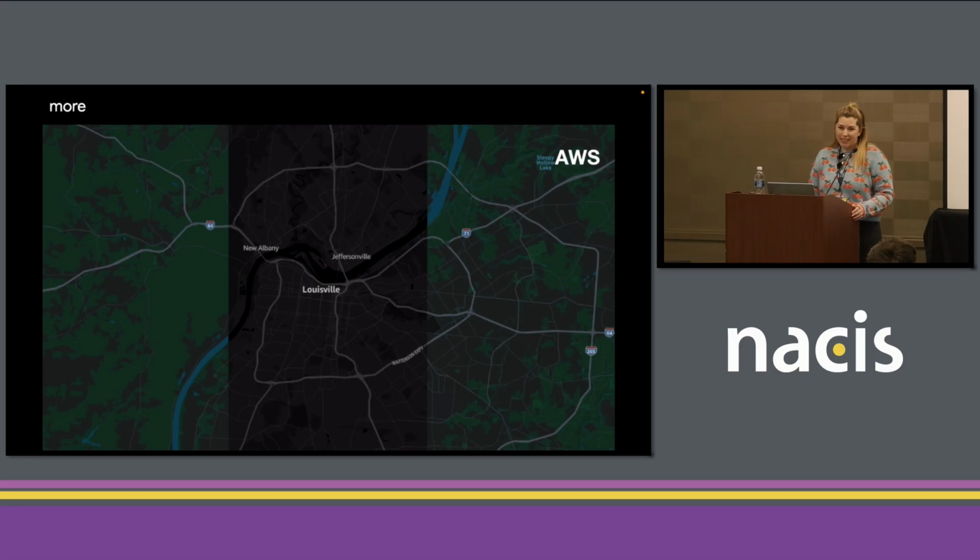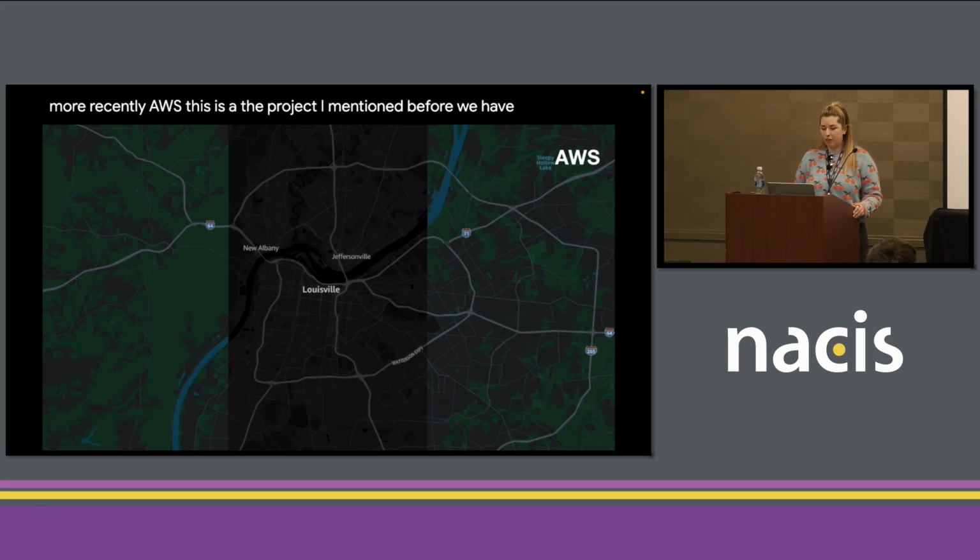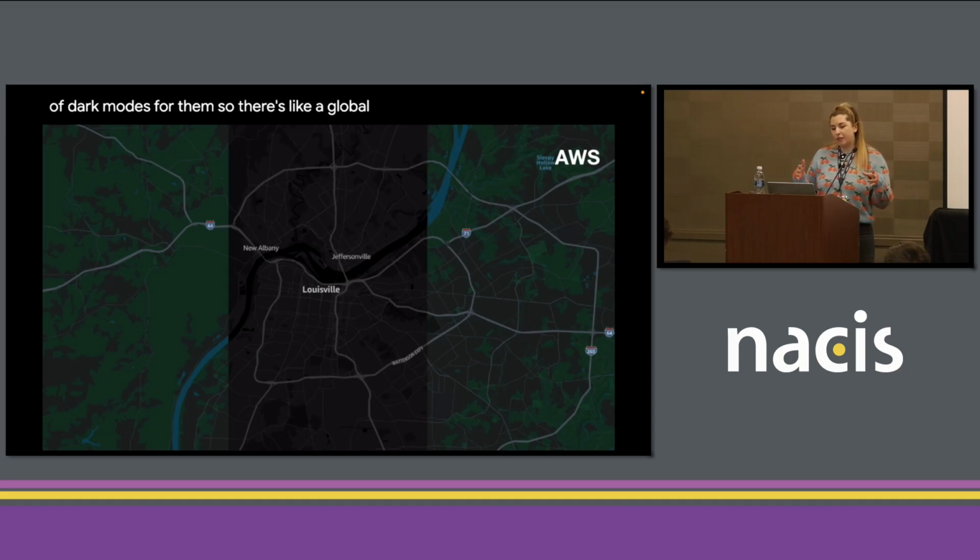But more recently, AWS, this is the project I mentioned before. We have three types of dark modes for them. So there's a global reference base map standard, a monochrome, and then we added a dark terrain this year. All meant to be daytime dark modes, because they're not for driving, they're for a dashboard or something on your website.